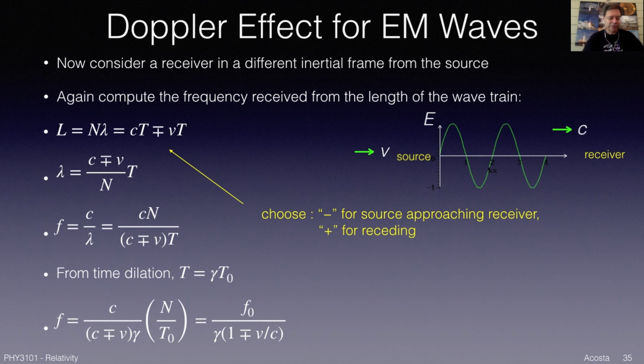Okay, so what do I do here then? That t in the equation above, we might replace with gamma t naught. So here's my gamma, there's my t naught for the t here. There's the c minus plus v from there.